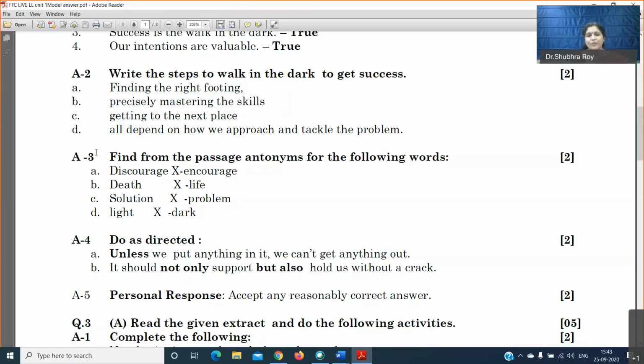Then the personal response question. Here I have written "accept any reasonably correct answer." When I say any reasonably correct answer, it does not mean any correct answer. Your responses may be correct, but your reasons may be wrong, so there you may lose marks. Therefore be very, very careful. Whatever response you give, your reasons should be relevant to your response. They should be connected. Otherwise you say yes and then give reasons which are not correct and do not go with your yes. So you have to be very, very particular that you use proper reasons while you are giving your answer here.